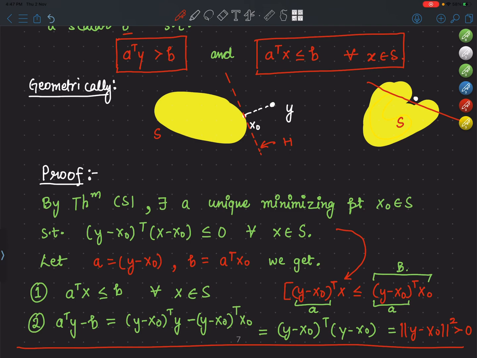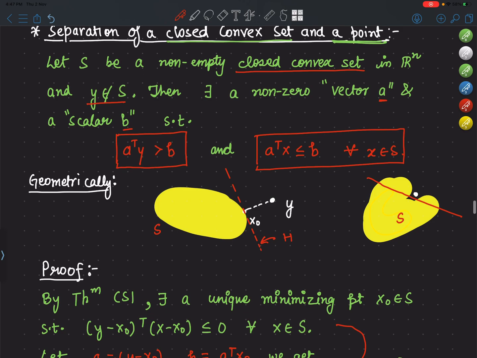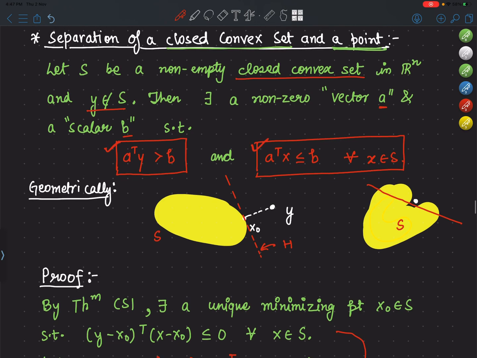So these 2 points prove these 2 boxes or these 2 results, and hence we can say that if there is a point and a convex set such that the point is outside the convex set, then we can always find a hyperplane such that all the points in the convex set are on one side and the given point is on the other side.